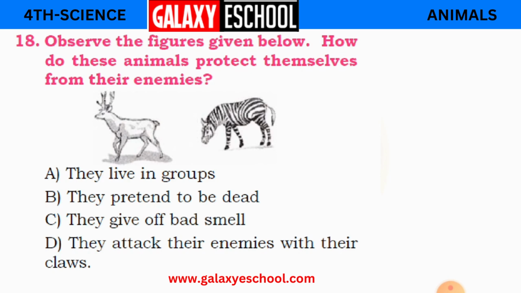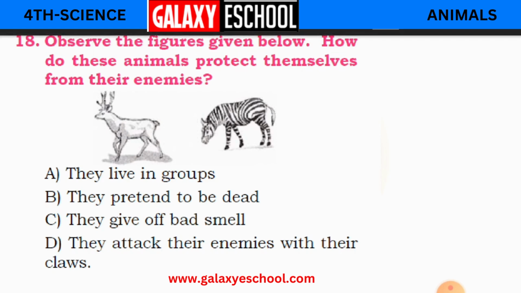So here you have got two animals. What are they? Deer and also zebra. So we have to identify how they protect themselves from their enemies. A option is they live in groups. B option is they pretend to be dead. C, they give off bad smell. D is they attack their enemies with their claws.